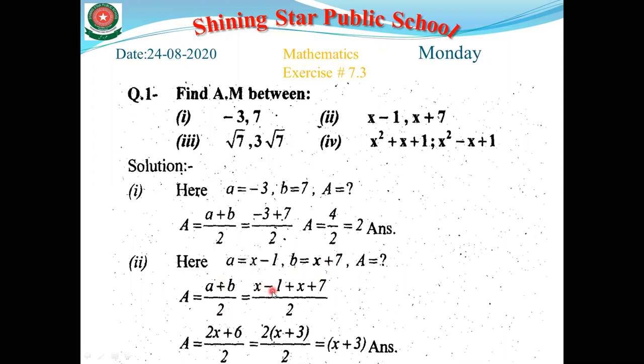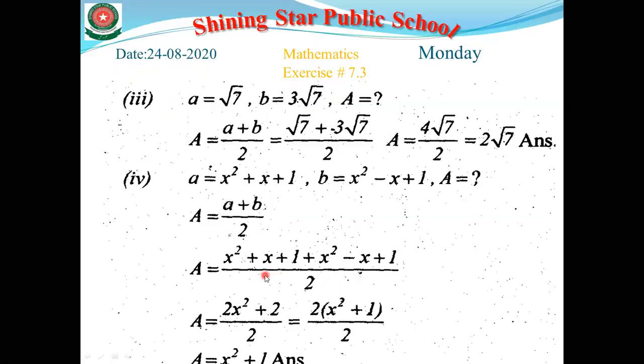Okay, so a plus b means x minus 1 plus x plus 7. So x and x make 2x, and minus 1 plus 7 is 6. So it becomes (2x plus 6) divided by 2. Now take the common 2 in the numerator. So it becomes 2 multiplied by (x plus 3) divided by 2. 2 and 2 cancel. So x plus 3 is your required answer of part number 2. Now let's move to the next part.